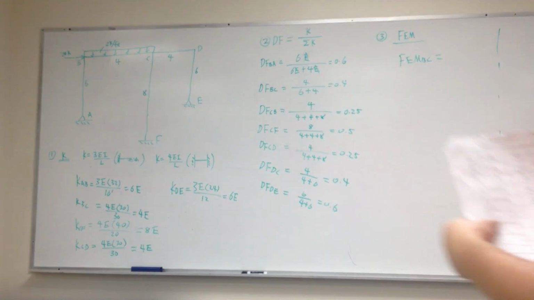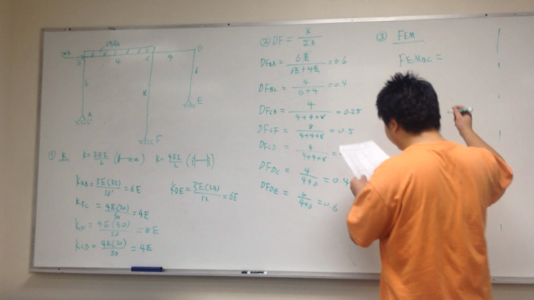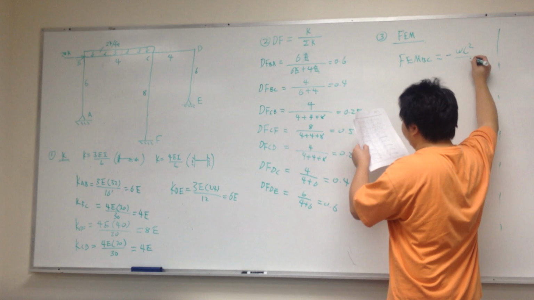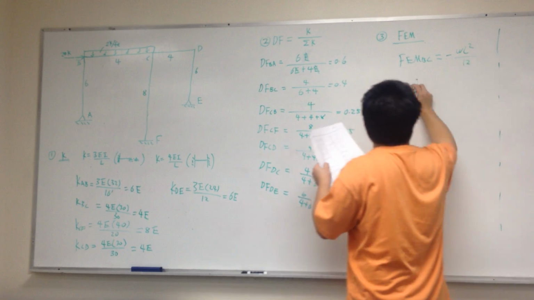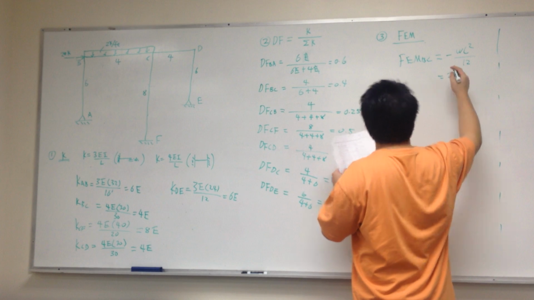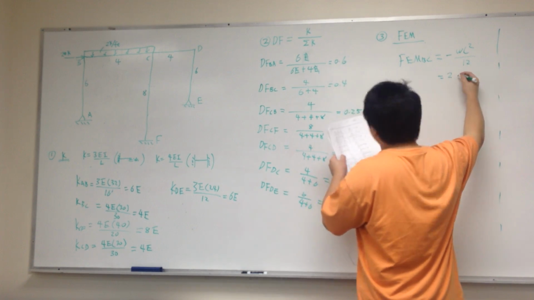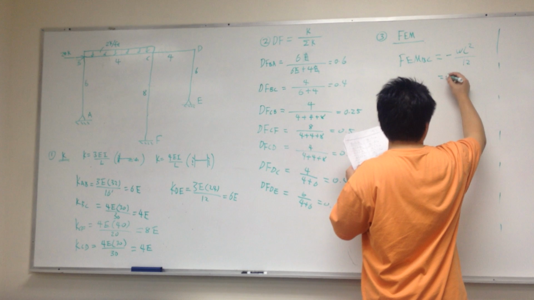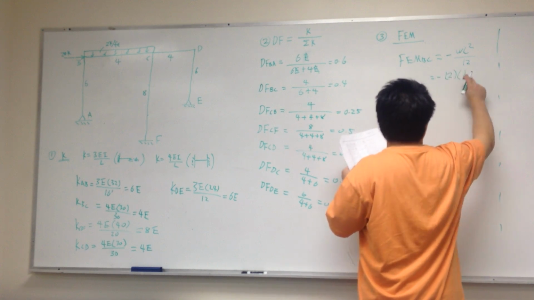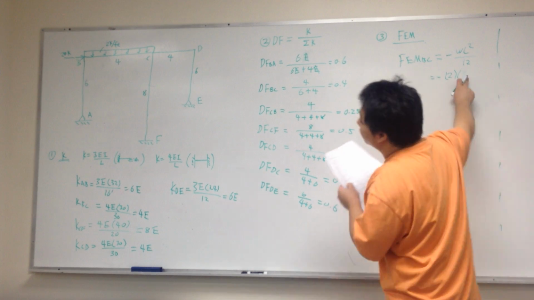So for BC, you're going to have negative WL squared divided by 12. So you're going to have W is 2, fixed end moment, negative 2 times L. What is the L?